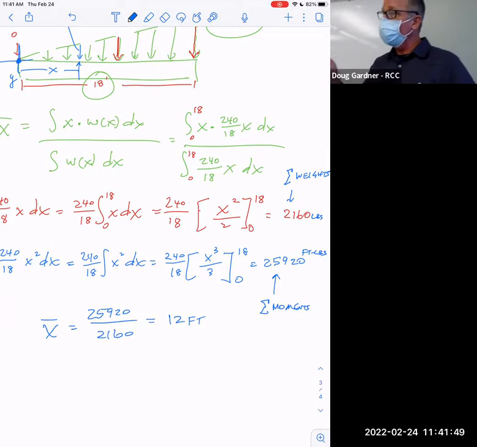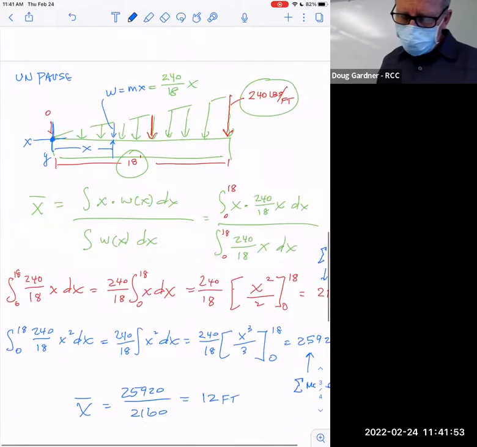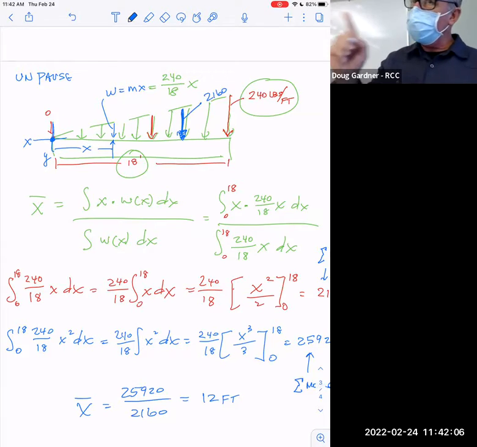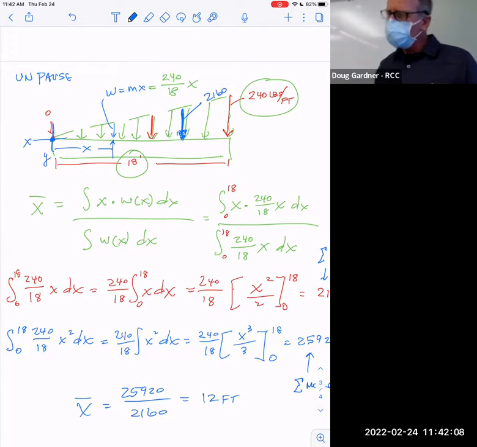So we now know where to locate it. You see what I'm saying? So we come over 12 feet, my friends. And that's where we put our 2160. We have one force and now we know where it goes. Now, what do you notice about 12 and 18? That's 2/3 of the way over.